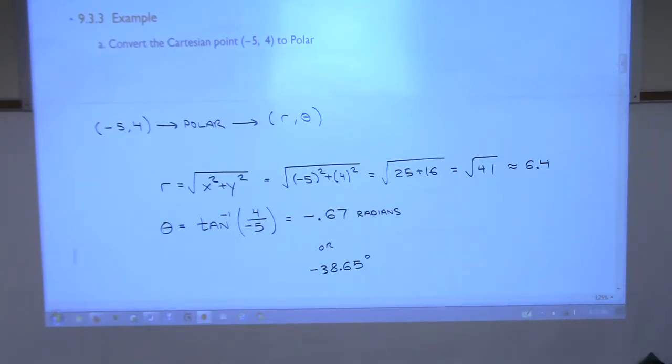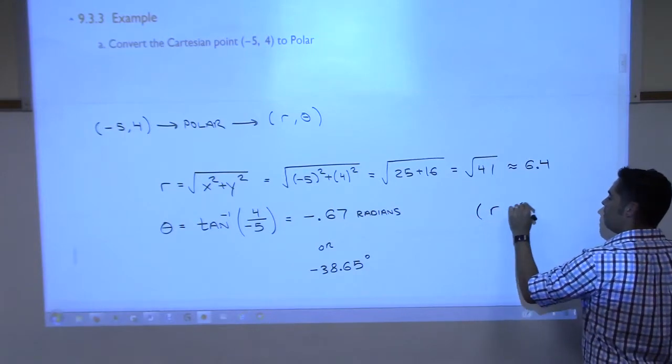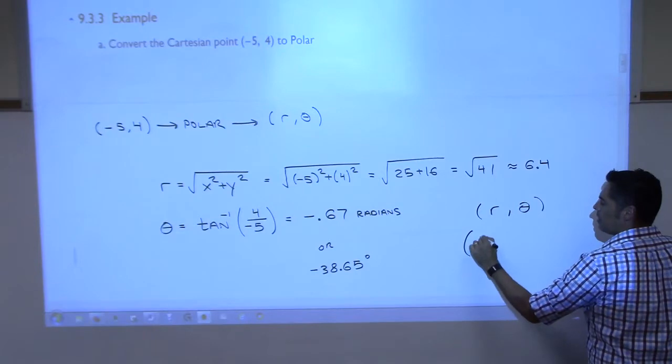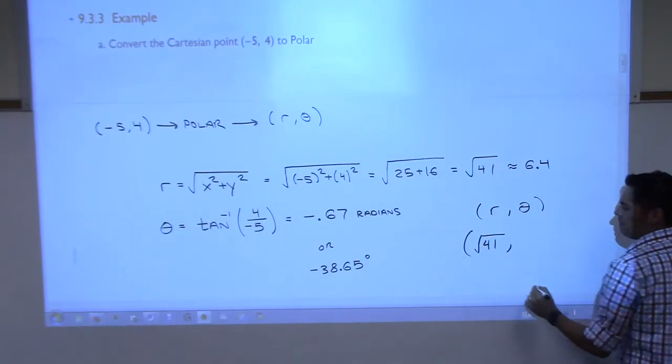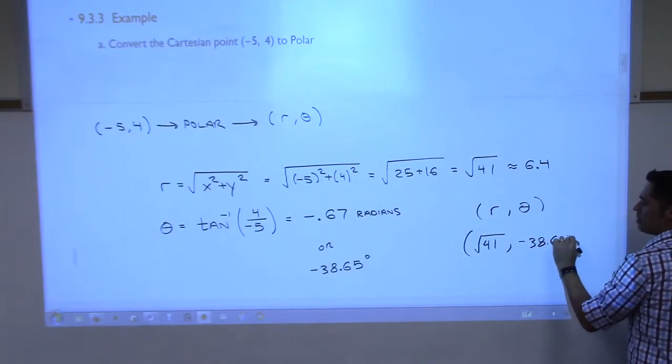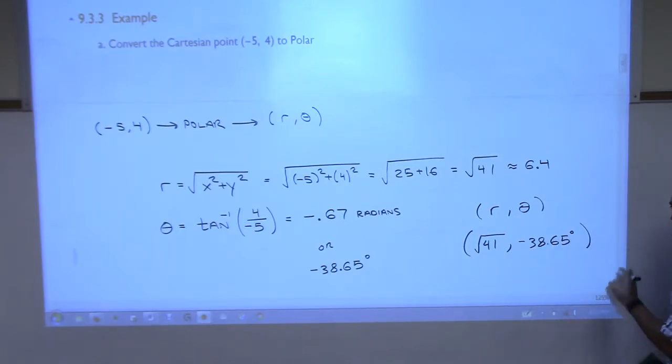Okay, so we ready to write the point down? r, theta. What's r? Yeah, I'm going to do root 41. Is that okay? I could do 6.4. And then the angle -38.65 degrees. Like this? Yeah? This is wrong. What's wrong? How do you mean?